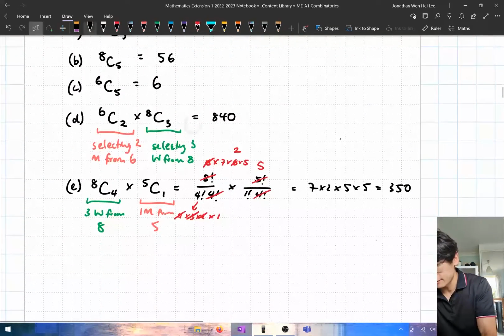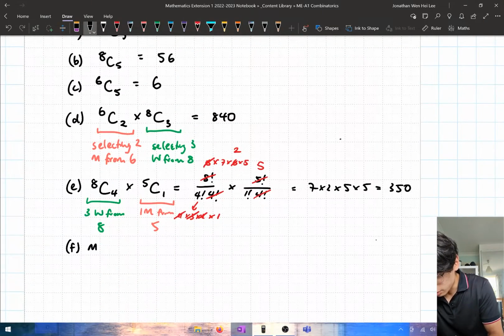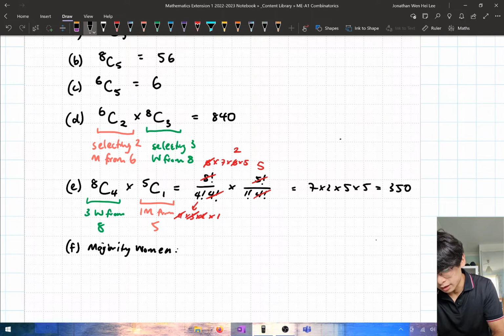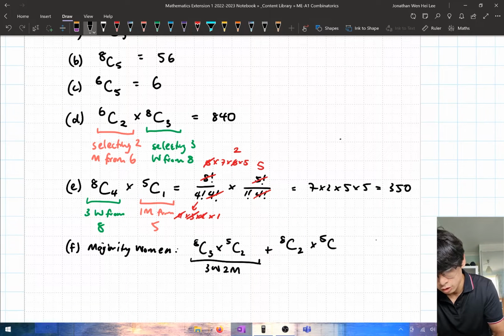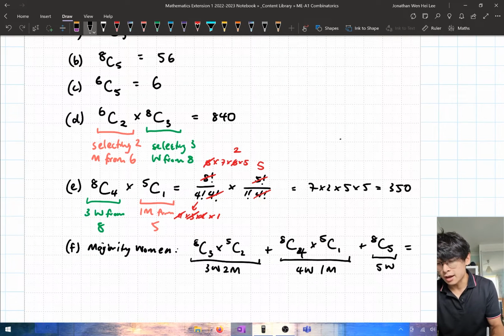So let me just write that down for F. So majority women, and let's actually write it in combination notation. The first one is 8 women choose 3 times 5 men choose 2. So this is the 3 women, 2 men case. And we're going to add on top of that 8 women choose 4 times 5 men choose 1. So this is 4 women, 1 man. And the final case was 8 women choose 5, which is the 5 women case. And so we can just add B, D, and E together.